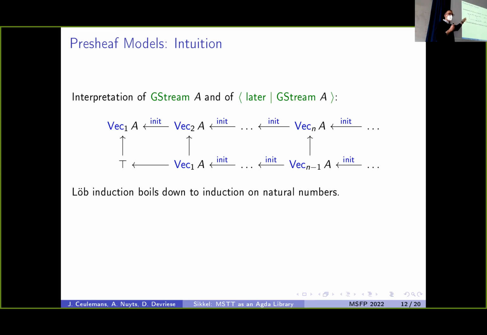Oh, sorry. The mode theory didn't say that they were indexed by natural numbers, right? Like there are multiple different presheaf categories you can interpret the mode theory in. Yeah, I will come to that.